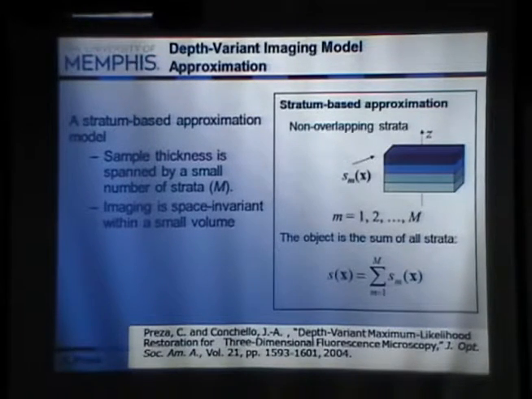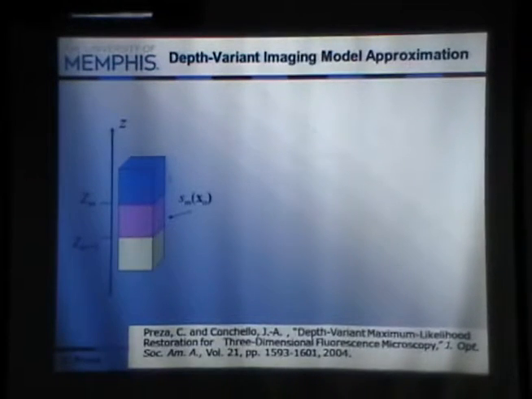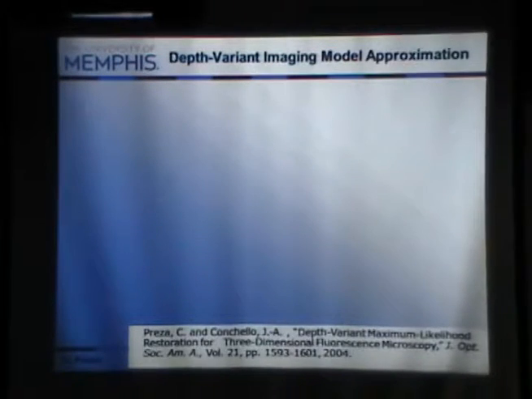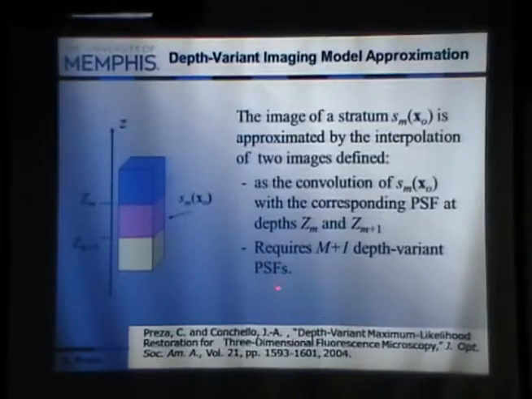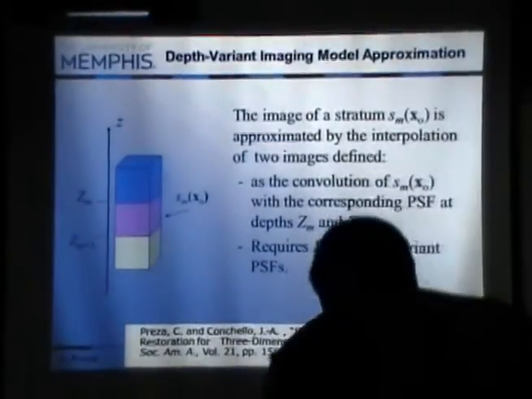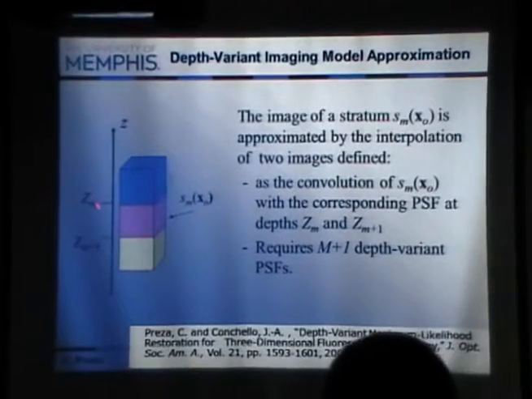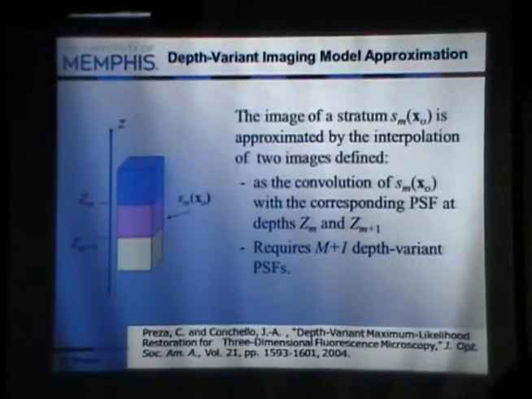So the idea here is to try to approach or solve a space variant or depth variant problem with smaller space invariant problems. Okay, this is something that is motivated from astronomy that was applied there earlier. So then, if you consider this representation, I'm making this cartoon smaller. This is the strata, and there are two depths of significance, z sub m and z sub m plus one, that bound the strata. And so, to characterize the image of each one of these strata, we need two point spread functions defined at these two imaging depths. And we model the image as the interpolation of two convolution operators, okay?